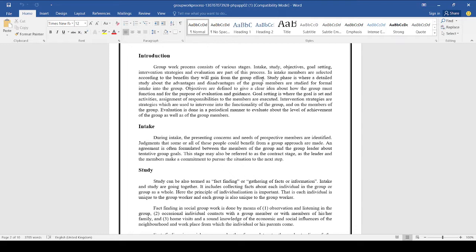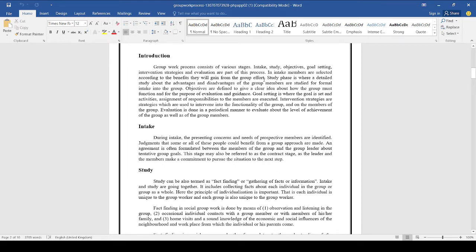In the objectives phase, we get a clear idea about how the group must function, for the purpose of evaluation and guidance. That means how the group will function in its immediate surroundings. This is setting objectives: which activities should be performed by the group itself for a short period of time. That is the objective setting stage.